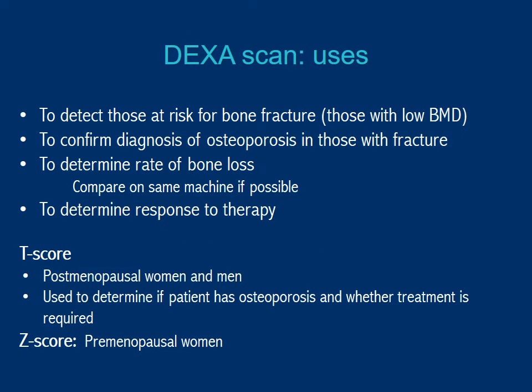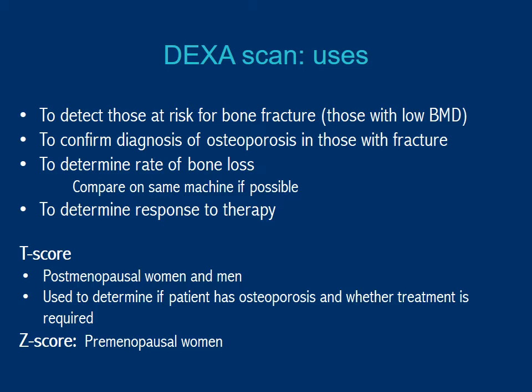What are the uses of the DEXA scan? First, to detect the risk of bone fractures in those with low bone mineral density, to confirm the diagnosis of osteoporosis in those with fractures, to determine the rate of bone loss, or to determine the response to therapy. In this situation, we usually compare reports from the same machine, because some machines may differ from others. So for follow-up, monitoring the response to therapy, or detecting the rate of bone loss over time, it is better to use the same machine.